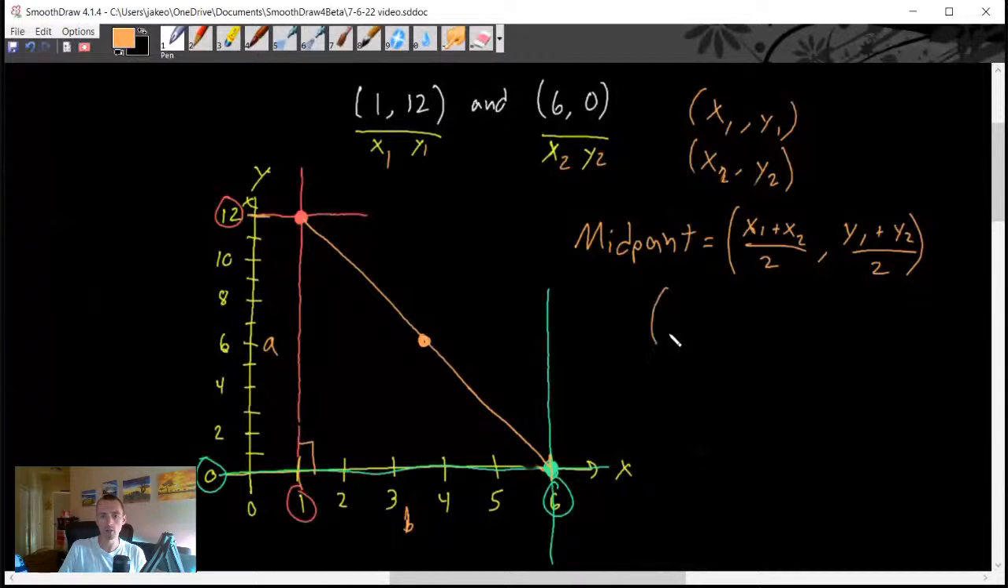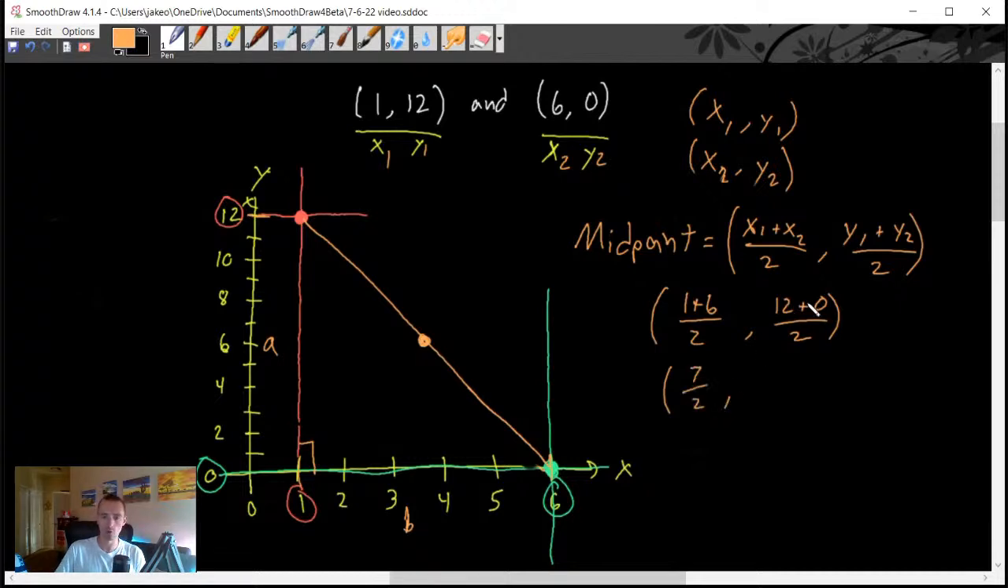So basically our midpoint should be x1 plus x2, so 1 plus 6, all over 2. And our y coordinate should be y1 plus y2, so 12 plus 0, all over 2. Okay, so simplifying that, 1 plus 6 is 7 over 2, and 12 plus 0 is 12 over 2. Then we can simplify these. 7 halves doesn't really simplify, so we can just leave that as 7 halves. And 12 divided by 2 is 6.